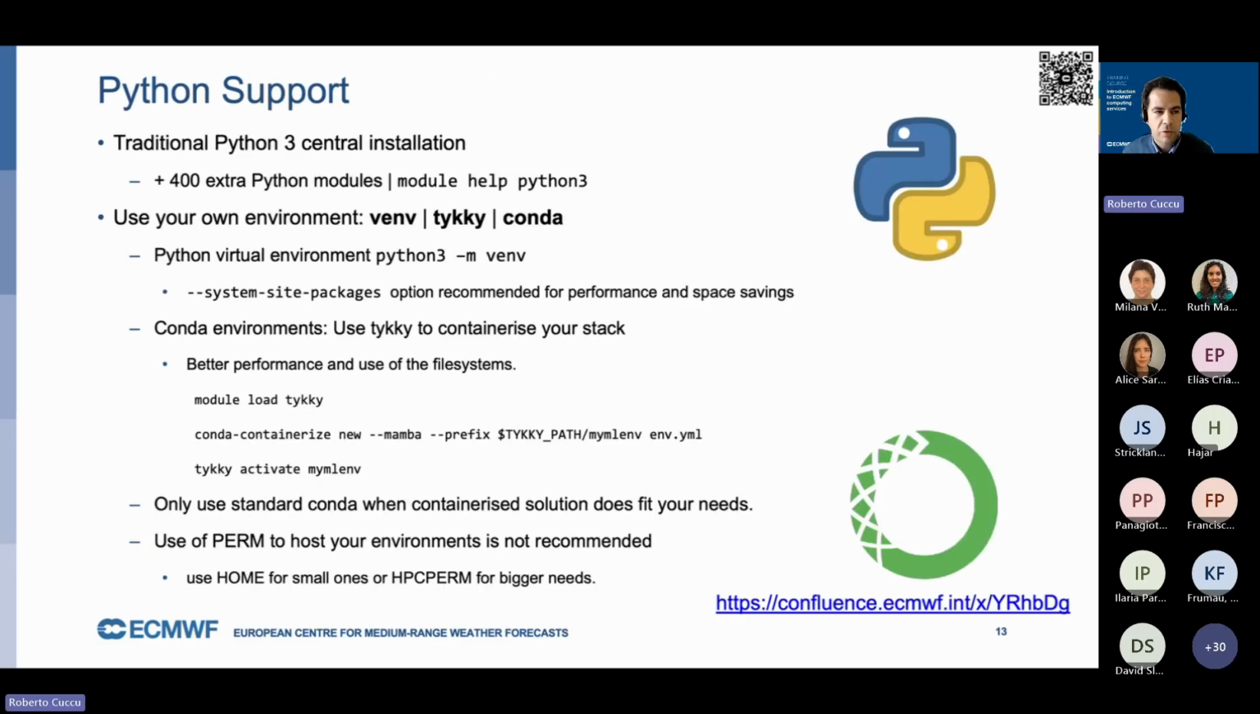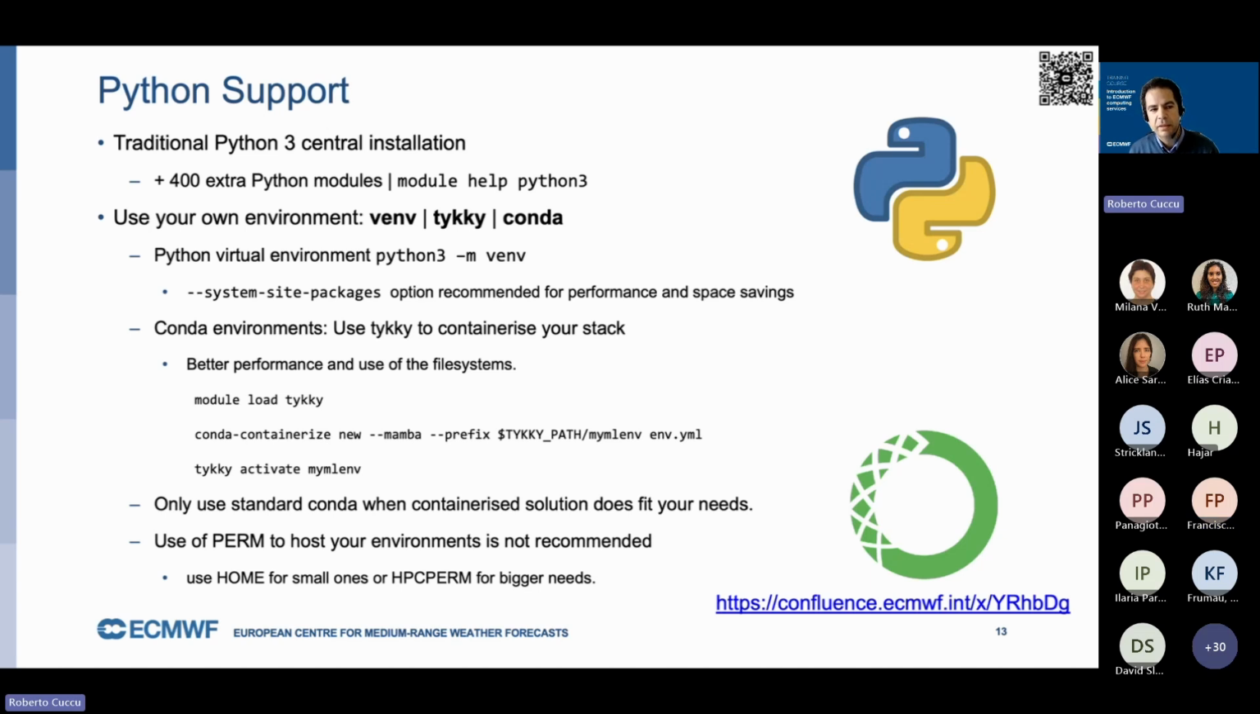There is also wide support for Python users. We offer a centralized Python 3 installation, so no support for Python 2 on the system. This central installation comes with more than 400 Python packages, and you can do module help to review all the packages that are pre-installed. That includes either ECMWF software or common Python tools for data processing, visualization, data science, or even machine learning, and also the bindings for other ECMWF software.